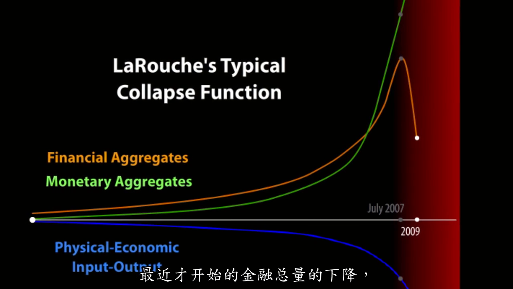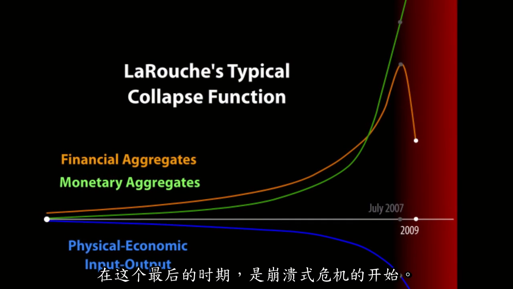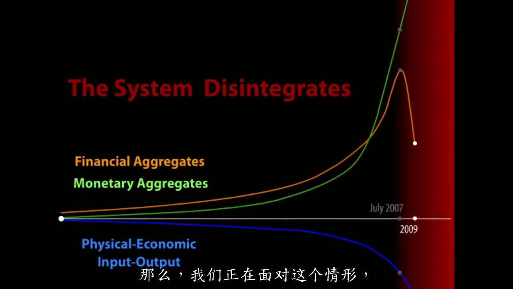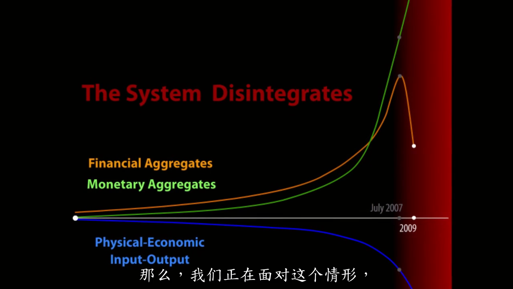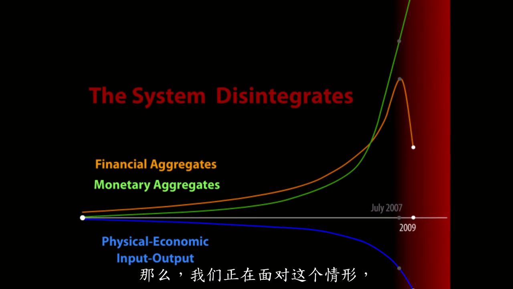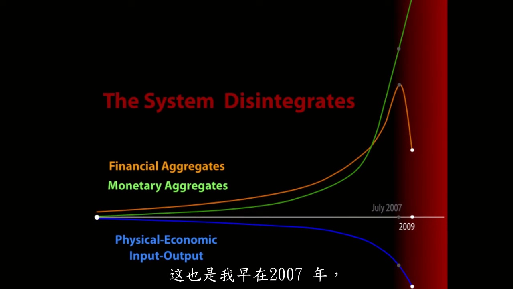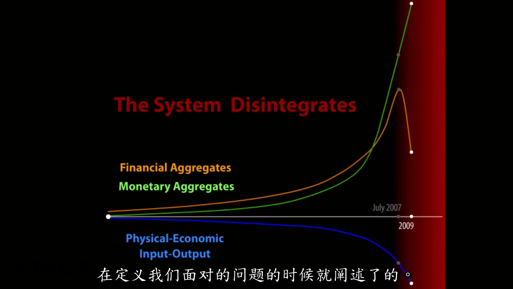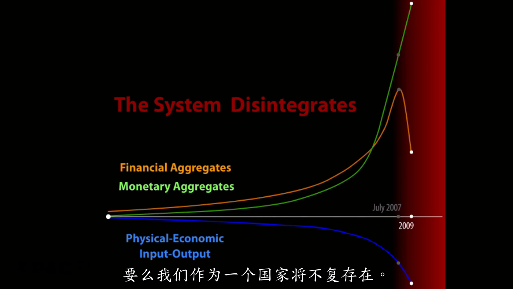This decline in financial aggregates, which has occurred just recently in this last period, is the onset of the breakdown crisis. So we are dealing with this kind of situation, not what you're reading in the newspapers. This is what I presented also back in 2007 in defining the problem which we face now. Either we fix this problem, as I described it, or we don't make it as a nation.